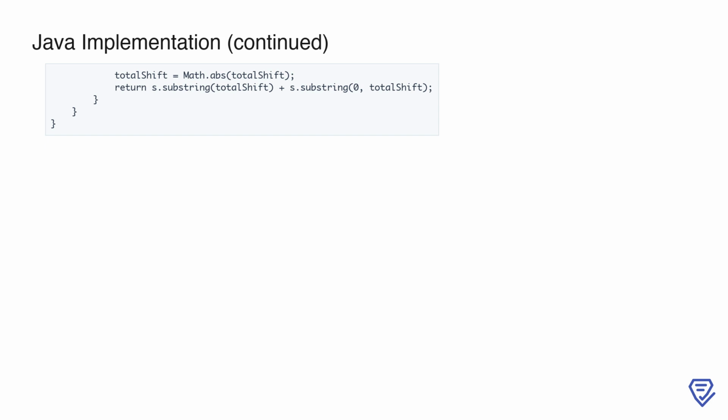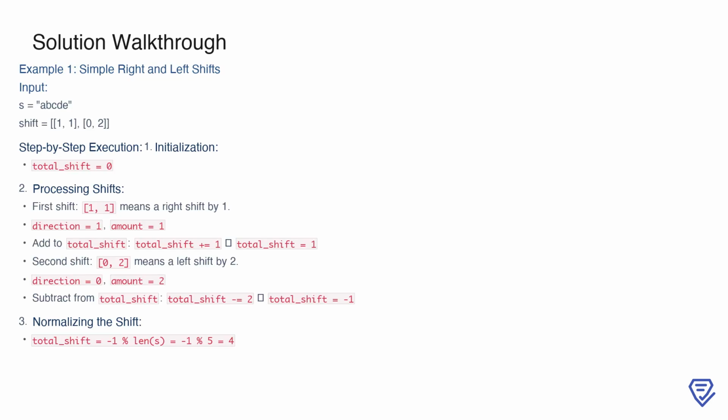Here, we start with the string ABCDE and a list of shifts, where each shift is represented as [direction, amount]. The first step is to initialize a variable called total_shift to 0. This variable will accumulate the net effect of all shifts. Next, we process each shift in the list. The first shift, [1, 1], indicates a right shift by 1. Since the direction is 1, we add the amount to total_shift, resulting in total_shift becoming 1.